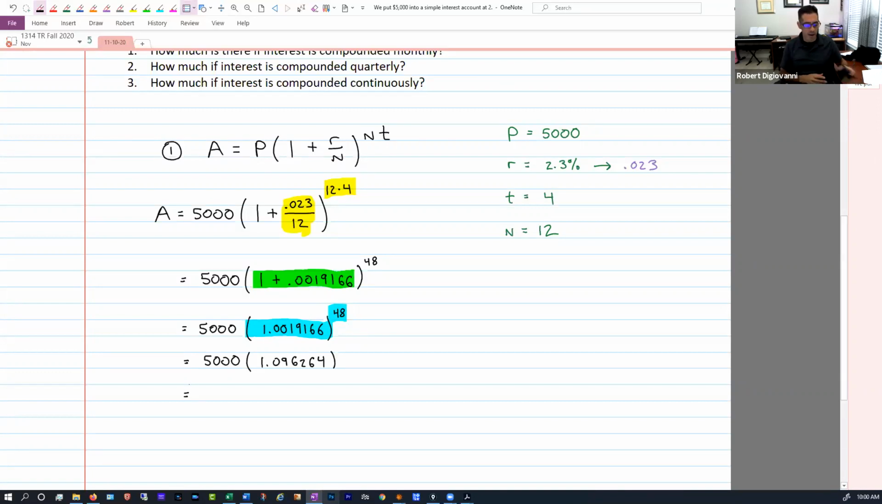Now just multiply 5,000 times that. I get $5,481.32. Now, if your answer on your calculator has more digits, what we want to do is just throw out the last two numbers, because remember, this is money. We can't have anything past 2 decimal places, because that's our pennies, right? 32 cents there. So that's our answer, $5,481.32.